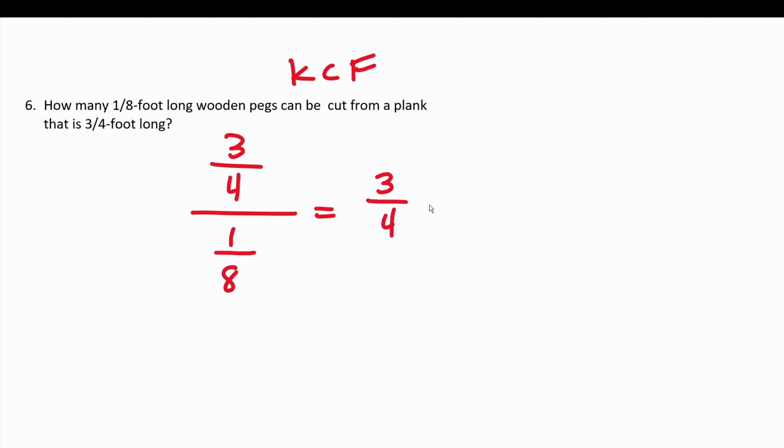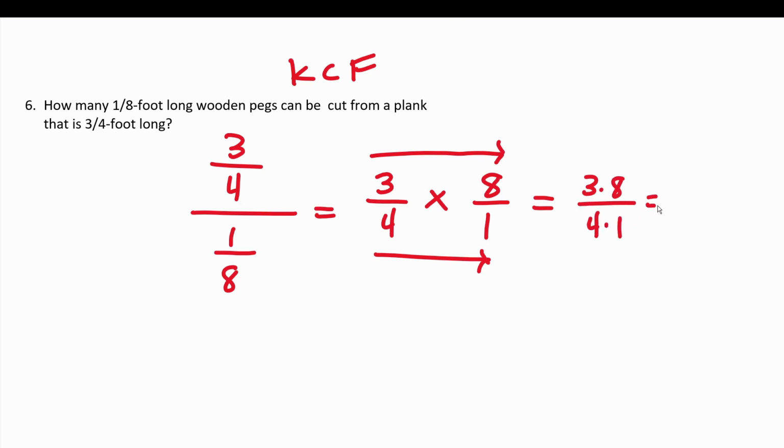We change it from division to multiplication. And flip refers to this fraction in the denominator. We're just going to flip it such that we have 8 over 1 in this case. Now that we're multiplying fractions, we just multiply straight across. And this becomes 3 times 8 over 4 times 1. 3 times 8, of course, is 24 over 4 times 1, which is 4. 24 divided by 4 is 6. So in other words, 6 wooden pegs can be cut from this plank of wood. So that's that one.